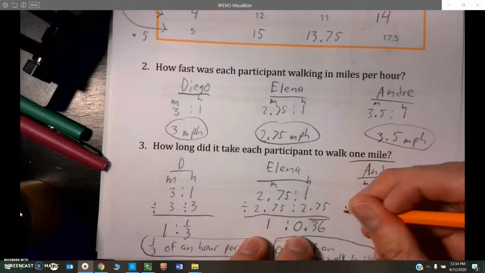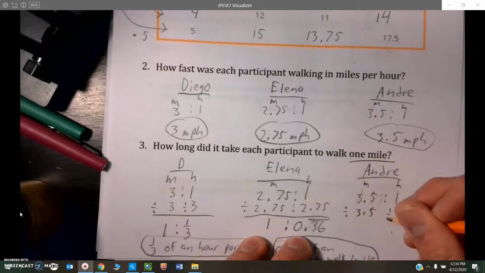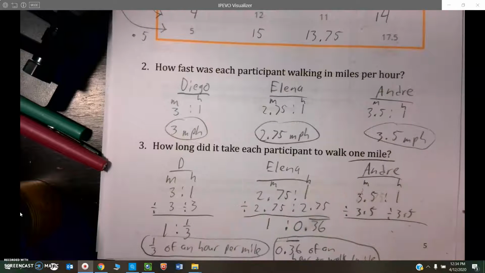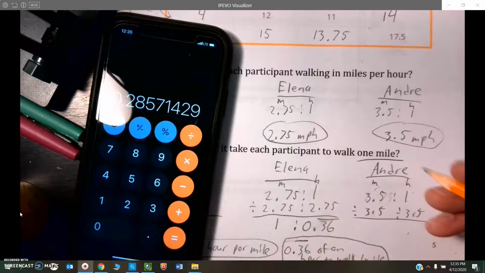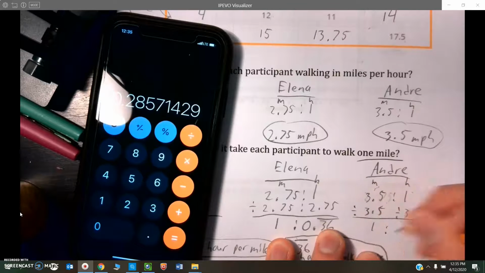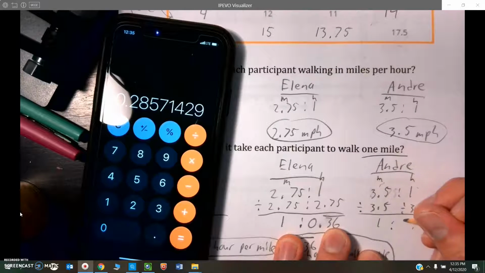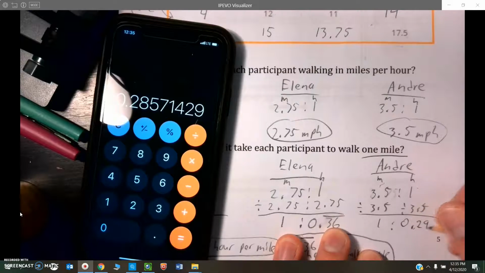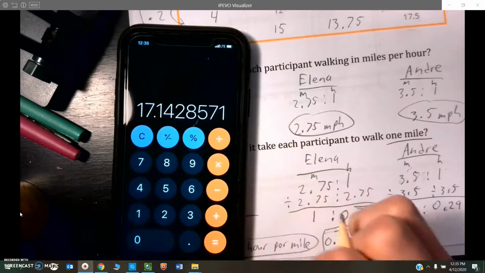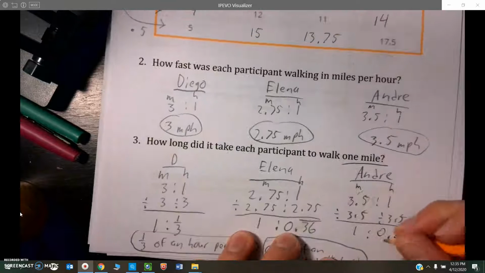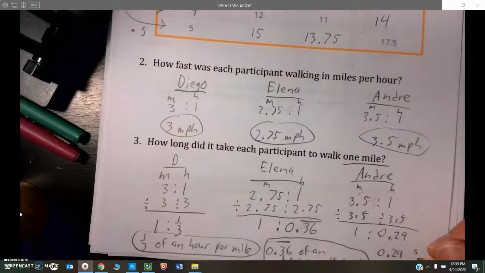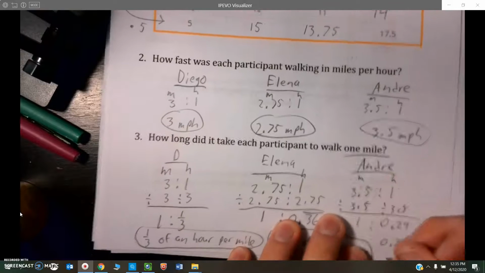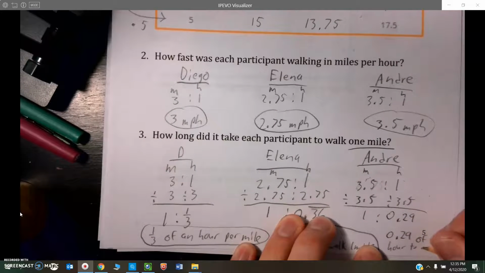And Andre, we're going to divide both sides by 3.5. One divided by 3.5 is about 0.28. Let me round that to. Alright, so it takes him about 29 hundredths of an hour to go 1 mile.